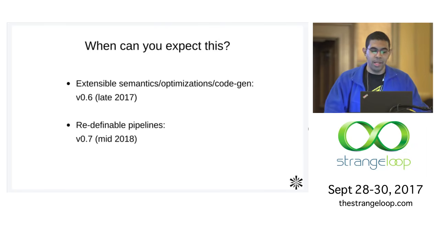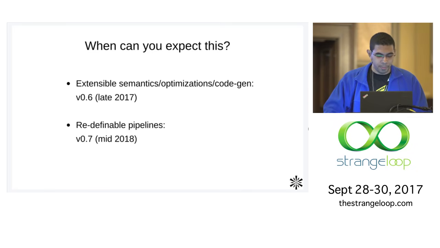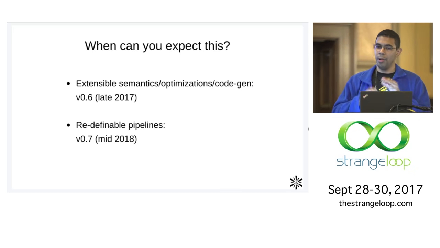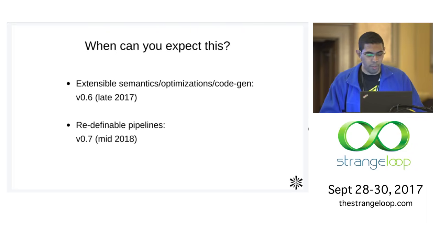So when can you expect these kinds of features? For the extensible semantics, optimizations, and code generation, it's actually going to come pretty soon. The upcoming version of Lux will be 0.6, which is going to come sometime around November, and that's where the first batch of these features is going to come. For the redefinable pipelines, I'm actually going to have to figure a few things out about the design to make sure that it fits well together with all the other features on the compiler. So let's push it a little bit later, for version 0.6, sometime mid-2018.